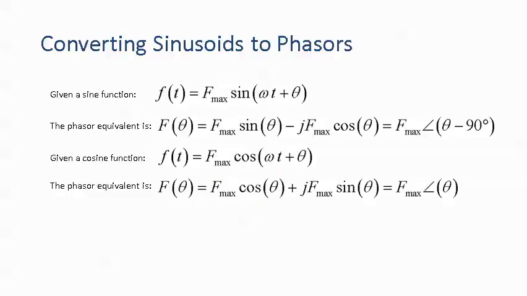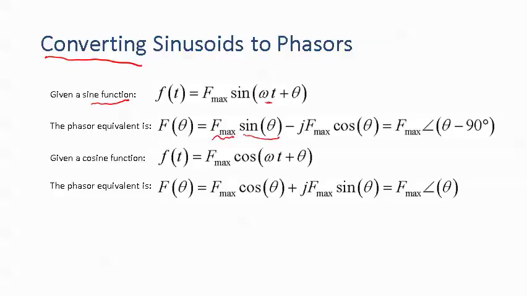Here's what we do to convert sinusoids into phasors. If we start out with a sine function, f of t has some peak value times the sine of omega t plus theta. Let theta be the arbitrary phase angle. It could be positive or negative. To go into phasor mode, we would do this. The real part would be the peak value, f max, times the sine of theta.